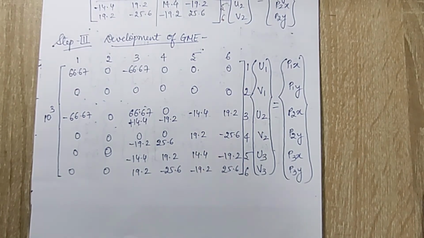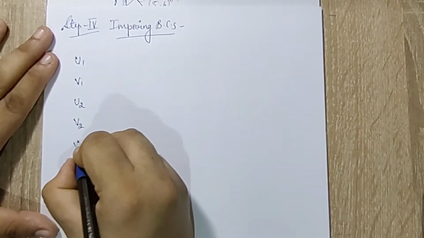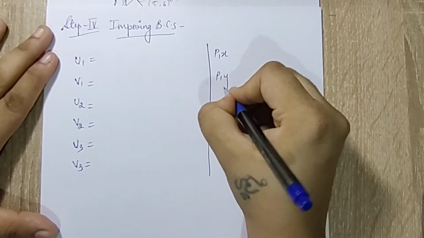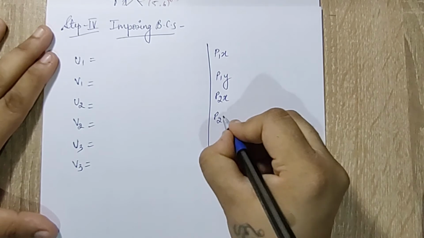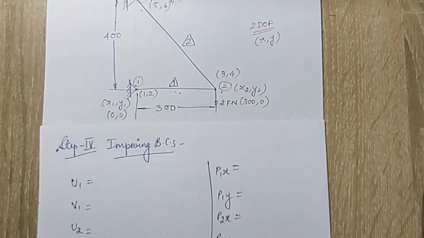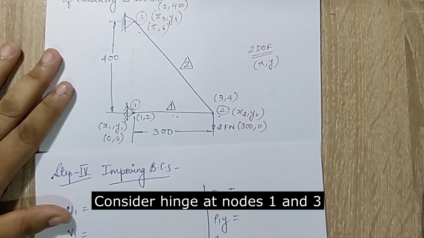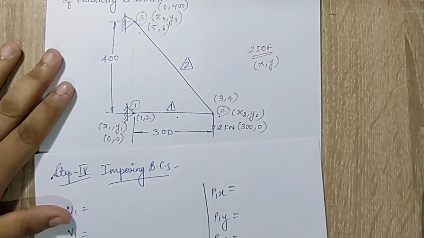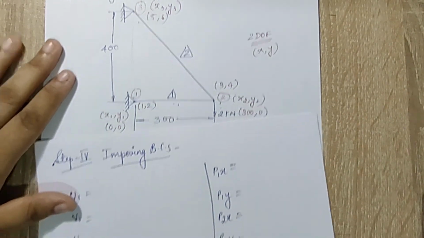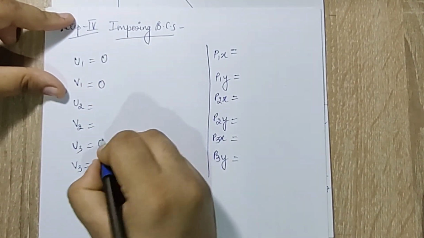Next I'll go for imposing of boundary conditions. My variables are U1, V1, U2, V2, U3, V3. And here I have P1x, P1y, P2x, P2y, P3x and P3y. Now when I look at the figure, my node 1 and node 3 are shown as fixed. So I'll have U1, V1, U3, V3, all 4 as 0. At node 2, I can see there is a load of 2 kilonewton given in the downward direction. So let's write them down first. This is 0, 0, 0, 0.